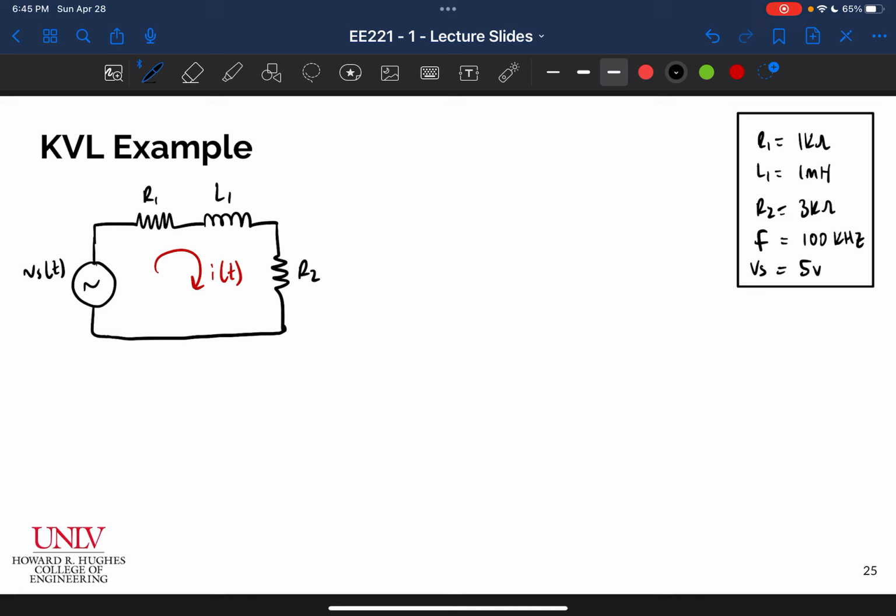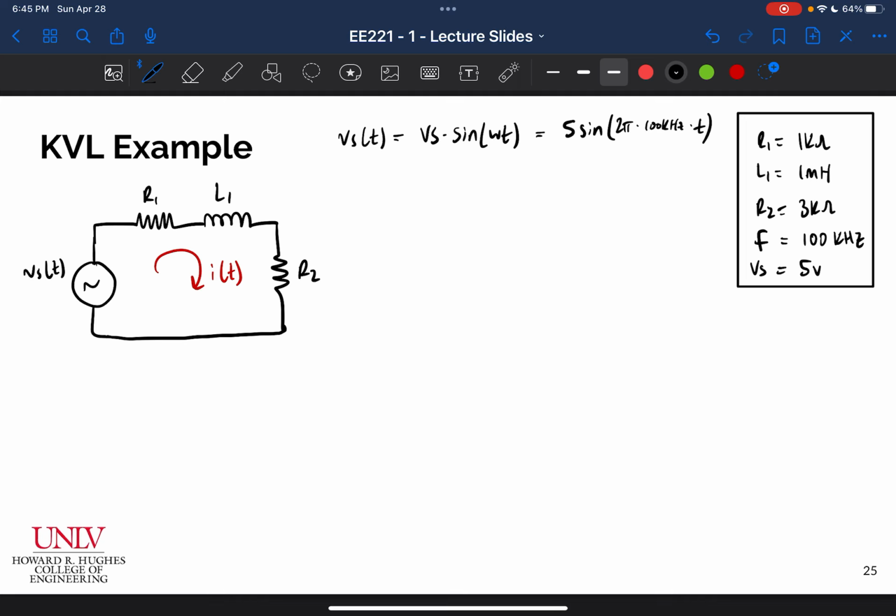So if I'm going to write out my Vs of t, we know that it's going to be Vs times the sine of omega t. There's no phase for my source. Let's just say that my phase is 0. So that's going to be equal to 5 sine omega t, which is 2 pi times 100 kilohertz times t. Right? That's going to be my Vs.